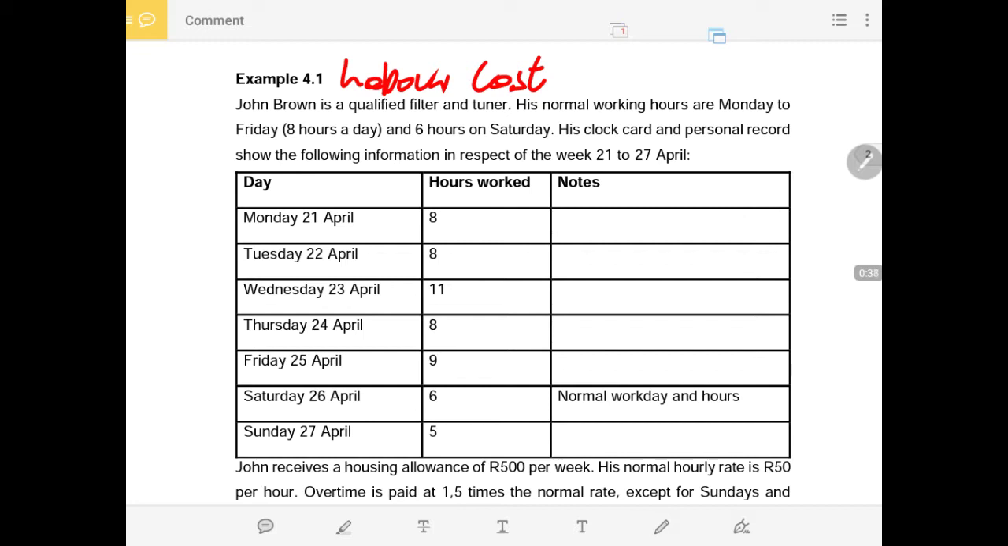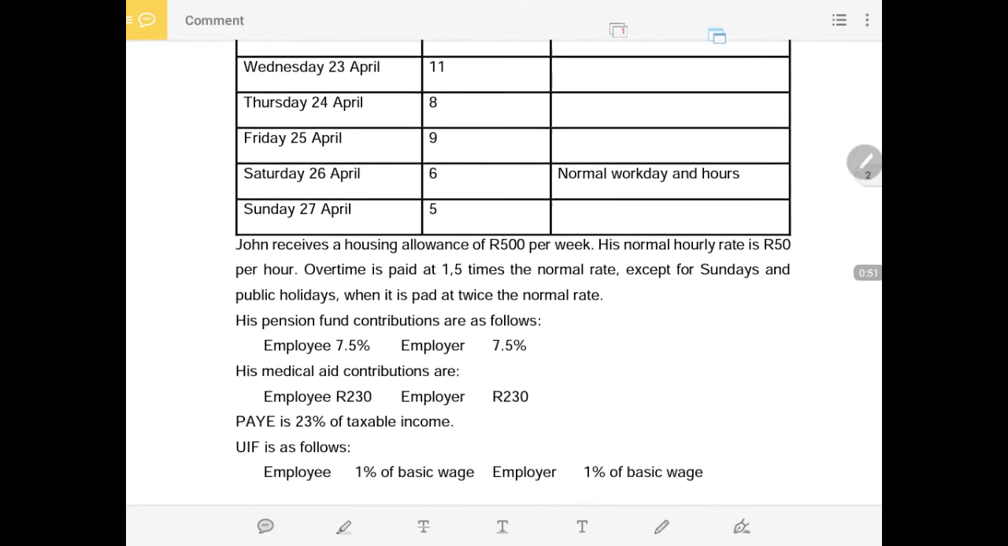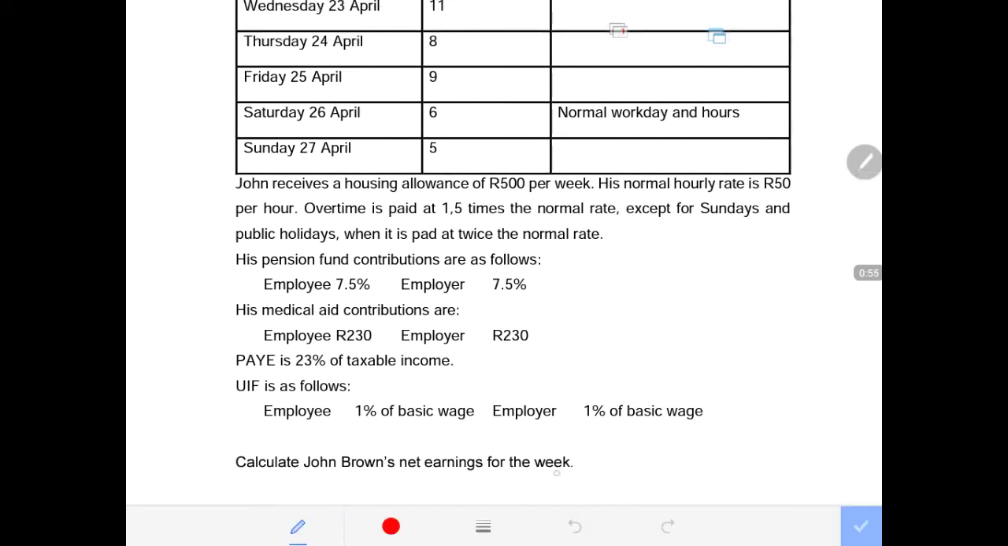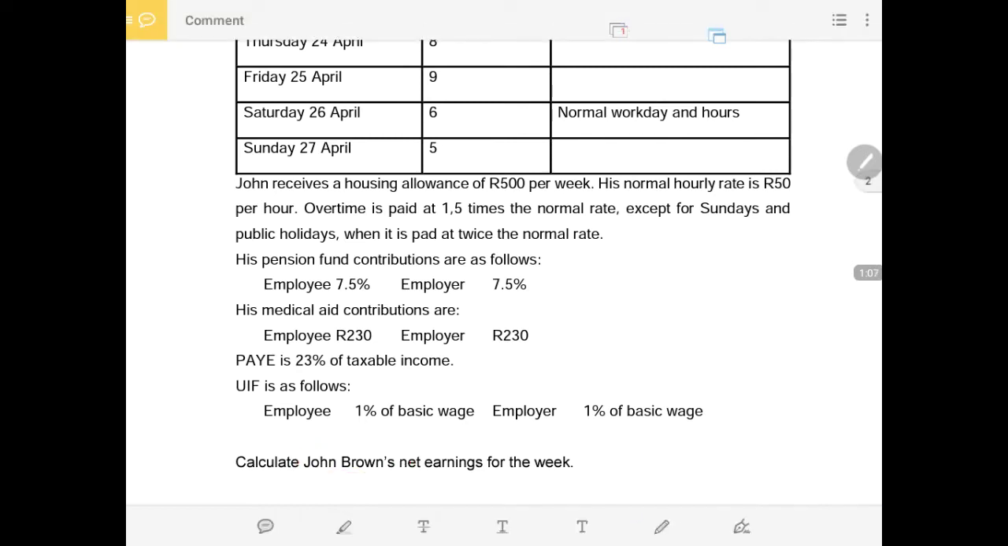I will be explaining some of the basics as I continue with different questions, but this one is very simple and very straightforward. We are just required here, first of all, to calculate the net earnings for the week, meaning the net wage, the net salary that is due to the employee by the name John Brown. So we are calculating the net salary of this employee.